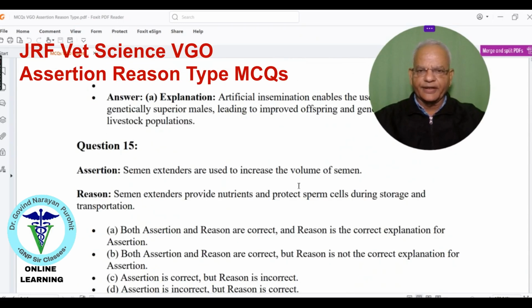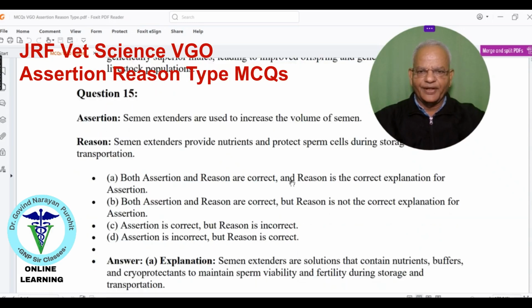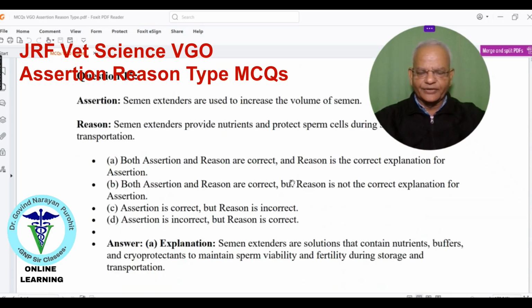Then the next question, semen extenders are used to increase the volume of semen. Semen extenders provide nutrients and protect sperm cells during storage and transportation. They not only increase the volume, but they also provide the nutrients. They act as a buffer to maintain the pH of the semen. So both assertion and reason are correct, and reason is the correct explanation of the assertion.